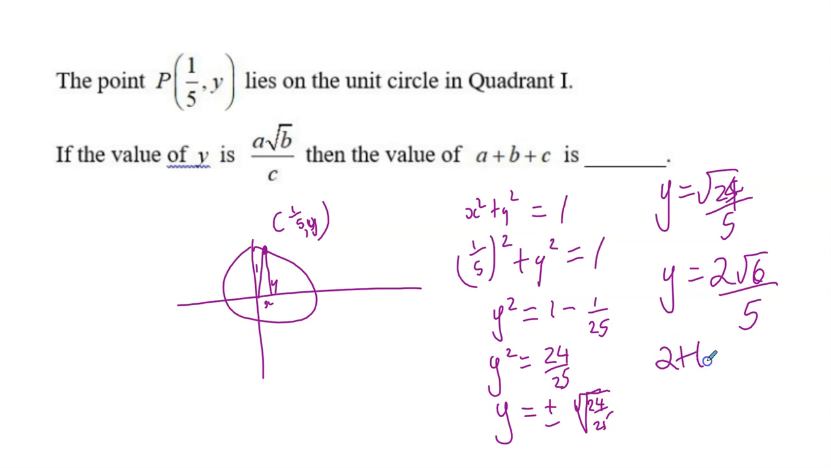And 2 plus 6 plus 5 is 13. Sorry, I'm running off the tablet here. So the value of a plus b plus c is 13.